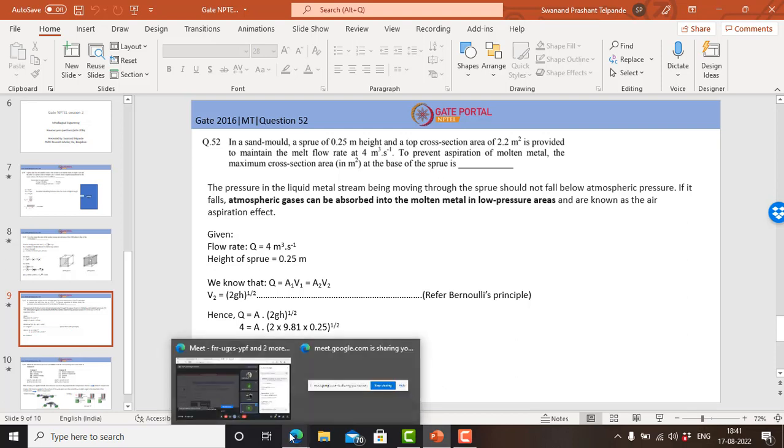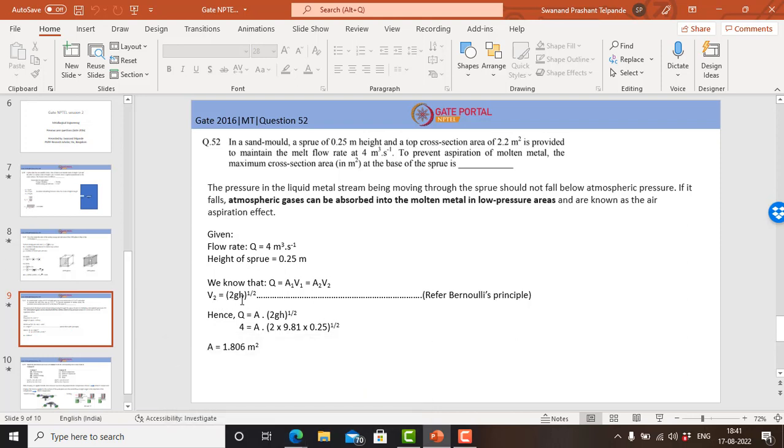So if you want more insights, you can refer to Bernoulli's principle. The complete derivation of V2 equal to root 2 GH will be there in that.